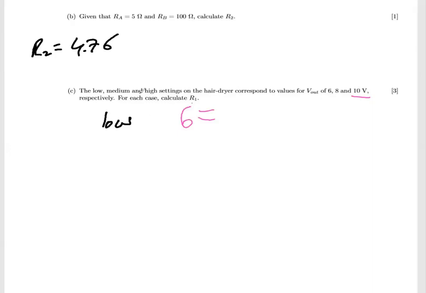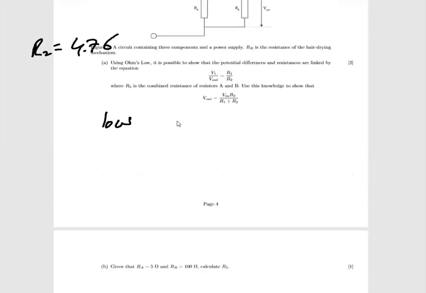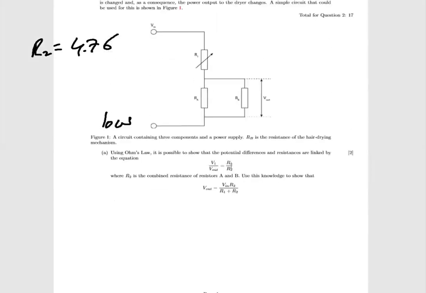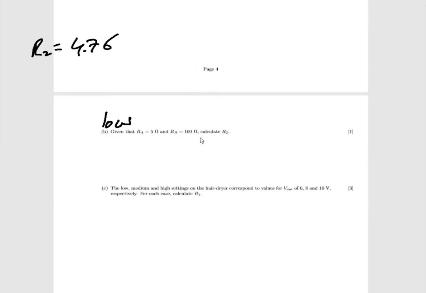Yes. So 6 equals Vn. What about the Vn? Is Vn given to you or not? Just use the first equation then. This one? Yeah, use that equation. V1 divided by V out is equal to R1 divided by R2. R2 is 4.76 and V1... What about V1? V1 is the voltage across this resistor, and V out is also given to you. So we only need to find V1. How will you find V1?